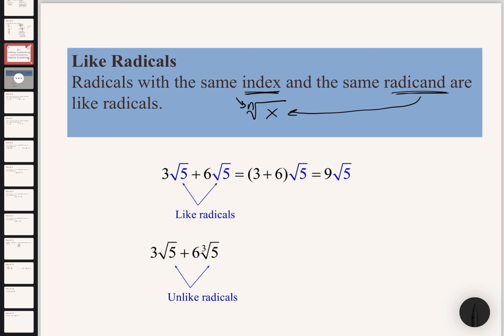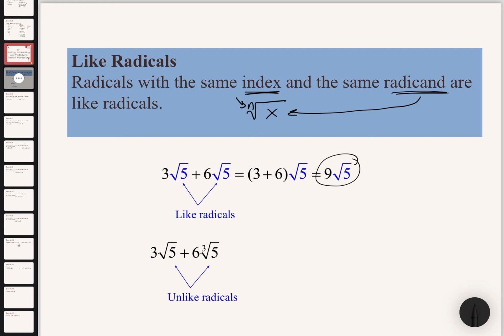So over here, I have 3 rad 5, 6 rad 5. The rad 5s, those are like radicals. And what we can do is just add, you can almost think about the numbers before as a coefficient. So I can just add 3 plus 6, and that's going to equal 9. So I can simplify this into 9 rad 5. This is basically what we're doing today, okay?